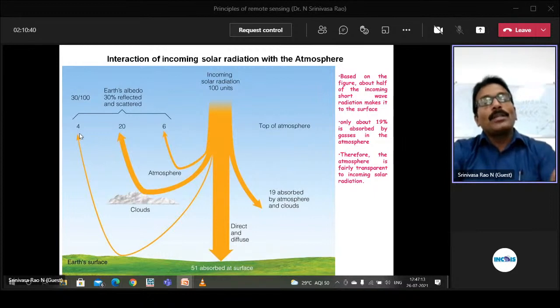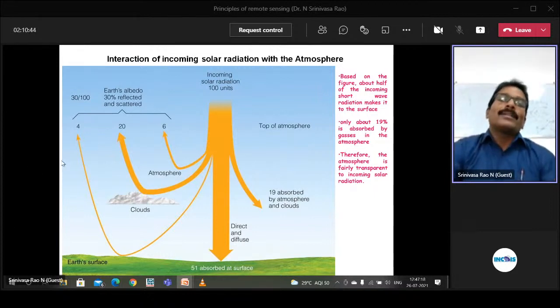But if you come to the transparent water body, it's less than 4% because of the transmittance. That's why water remote sensing or ocean remote sensing is very difficult. Very little energy only we are capturing through the sensor. With that little energy, we are performing a lot of applications.